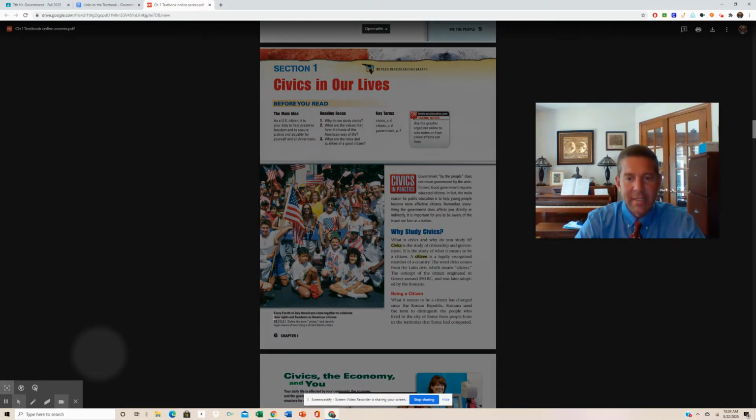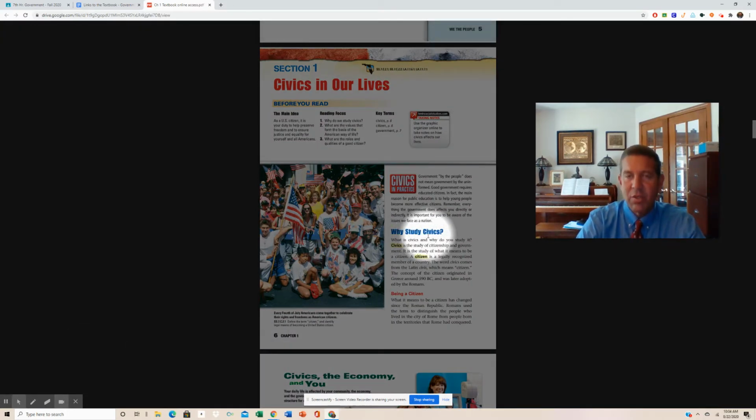So our text begins asking, why study civics? So civics and our government class basically mean the same thing. Civics is the study of citizenship and government. That's what our textbook tells us, and that's what the word means. So civics will be studying both citizenship and government, and we'll do that this semester.